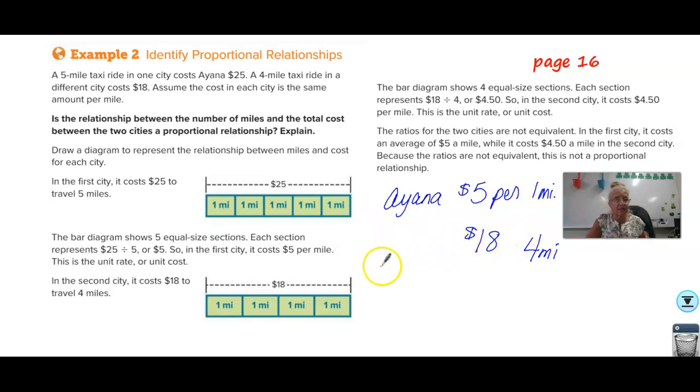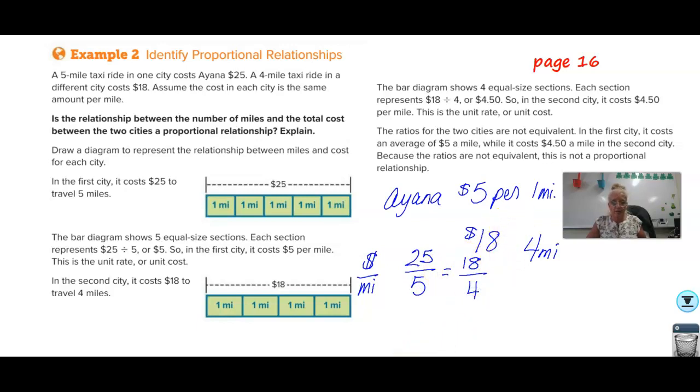Now, you could have set this up as a ratio and cross-multiplied it. You need to write yourself a word fraction because you have to decide what number to put on top. Since they give it in dollars per mile, let's put dollars on top and miles on the bottom. I could have even used the original one they gave me. I didn't even have to simplify it. I could have put that it's $25 for 5 miles, and in another city, it's $18 for 4 miles.